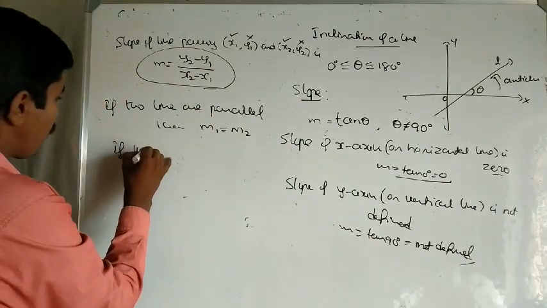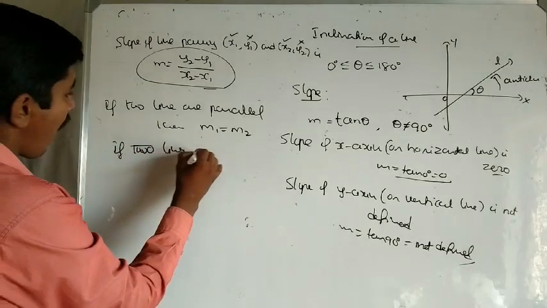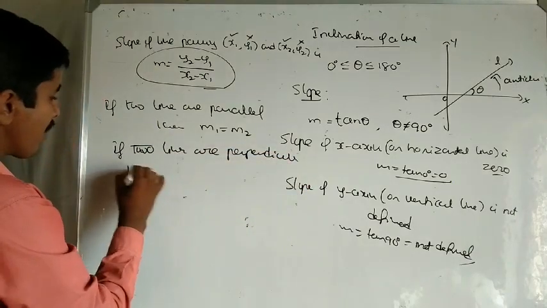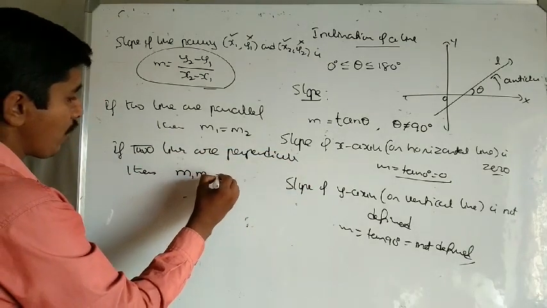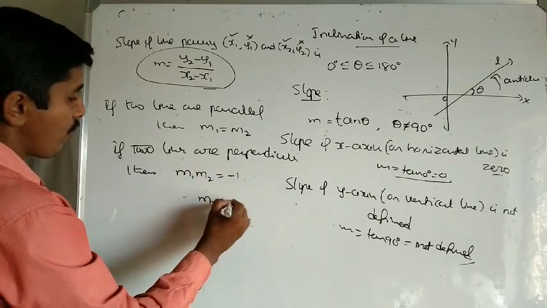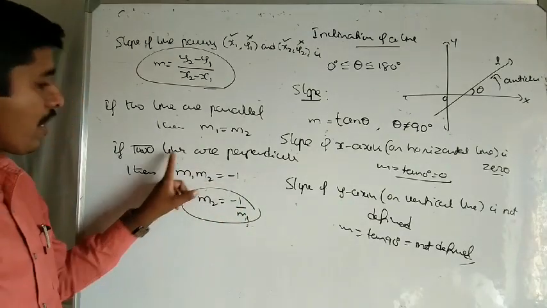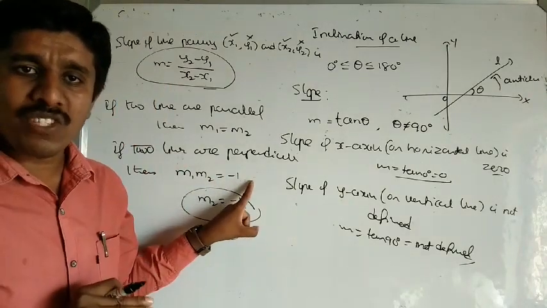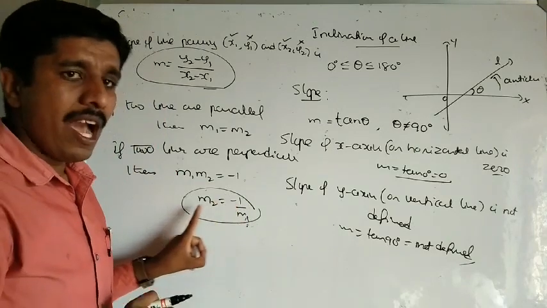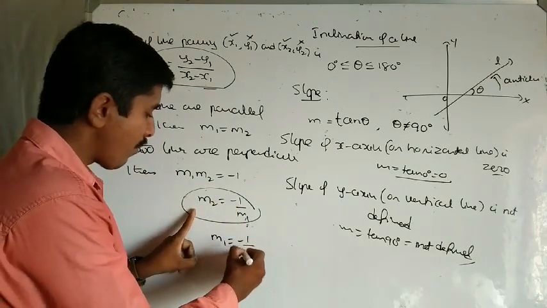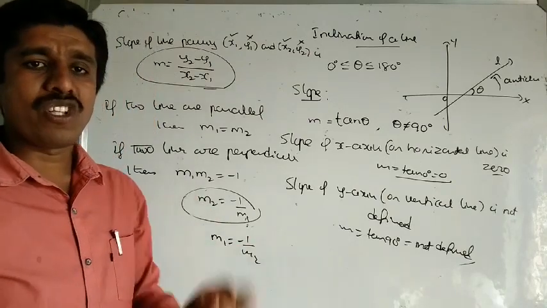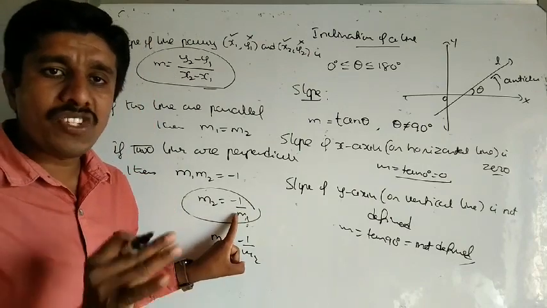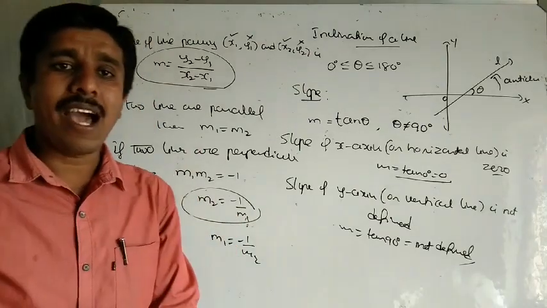Next, if two lines are perpendicular, then the product of the slopes m1 into m2 equals minus 1, or m2 equals minus 1 by m1, or you can take m1 equals minus 1 by m2. Mind it, product of the slopes equal to minus 1, or slopes are negative reciprocals of each other, then we say that two lines are perpendicular.